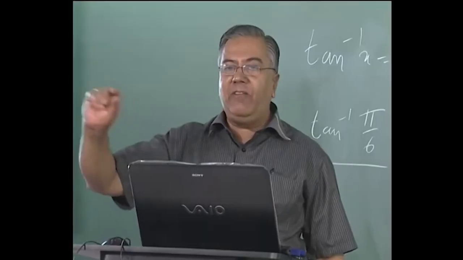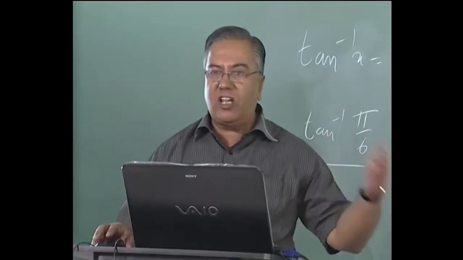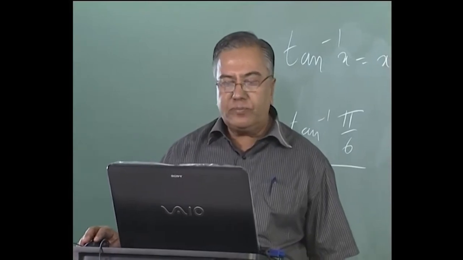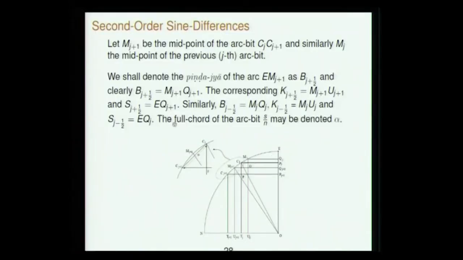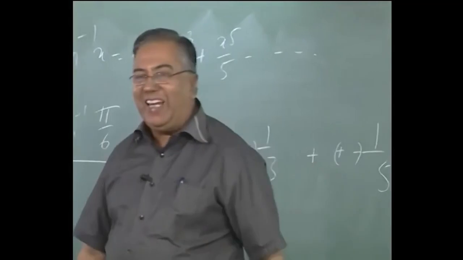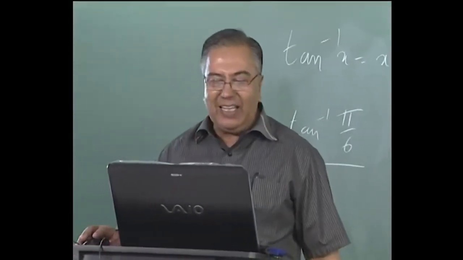The jyas at in-between points are the desired points. These are the tabular jyas, the lump. Now the jyas and kotis at the midpoints, mj plus 1 and mi, we can denote by bj plus half, sj plus half, bj minus half, sj minus half. So same standard notation. All that you will need is, there are so many perpendicular lines coming this way, coming that way, and just these two radii. So many similar triangles will be formed. You choose the two appropriate similar triangles and you will get relations.